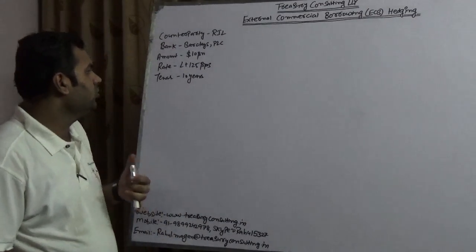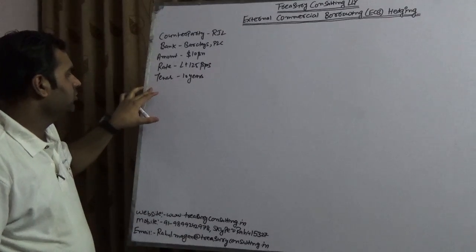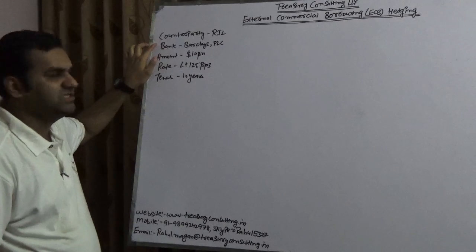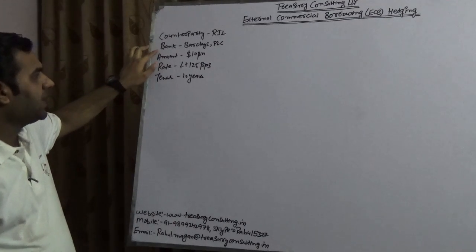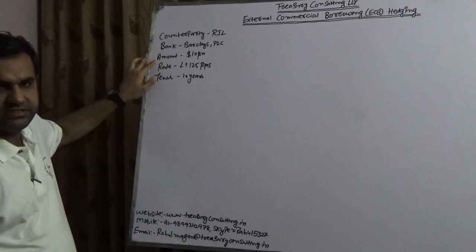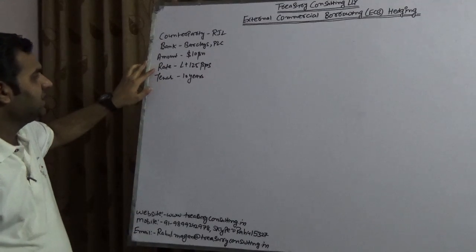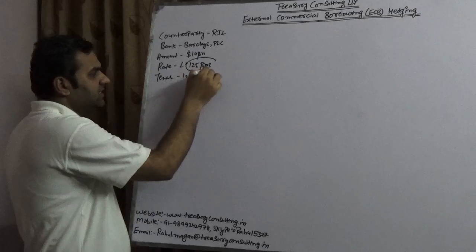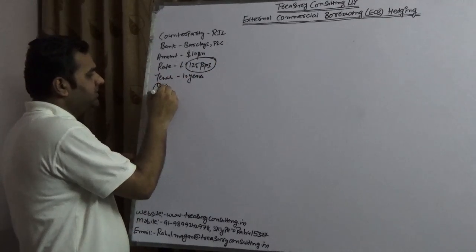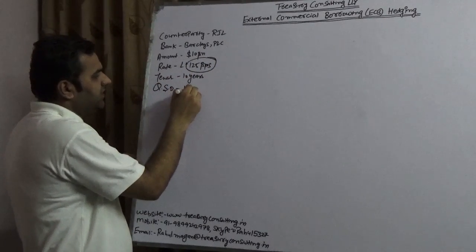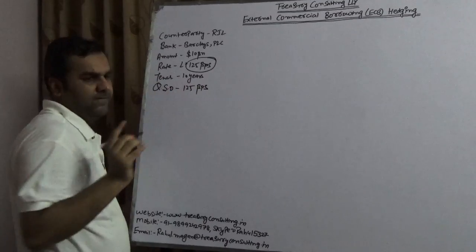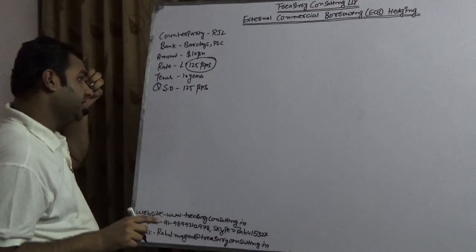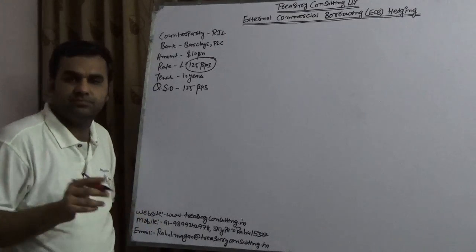Now, how we are going to do that: we assume that the counterparty is Reliance Industries Limited, the bank is Barclays PLC, the amount is $10 billion. The rate is LIBOR plus 125 basis points. This 125 basis points is nothing but the QSD, quality spread differential, which in banking terms is also known as credit spread or credit premium. And the tenure is 10 years.